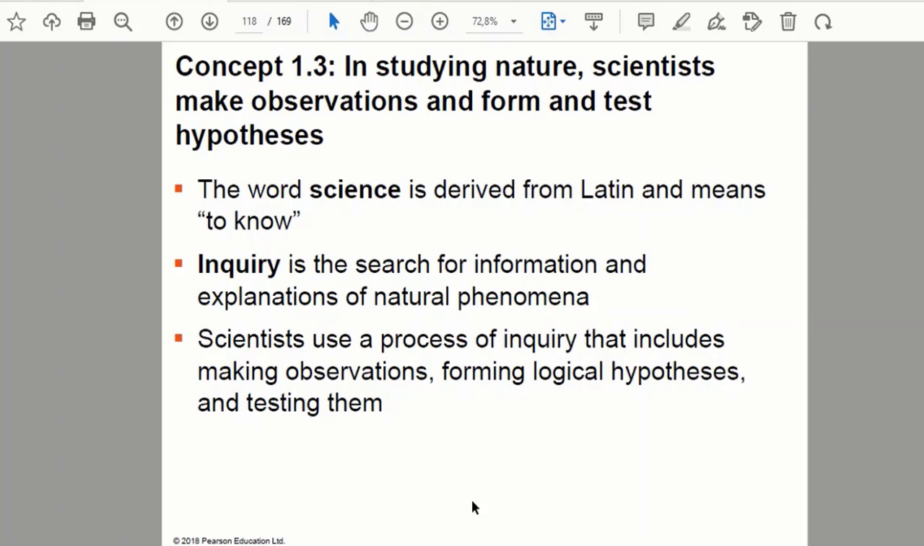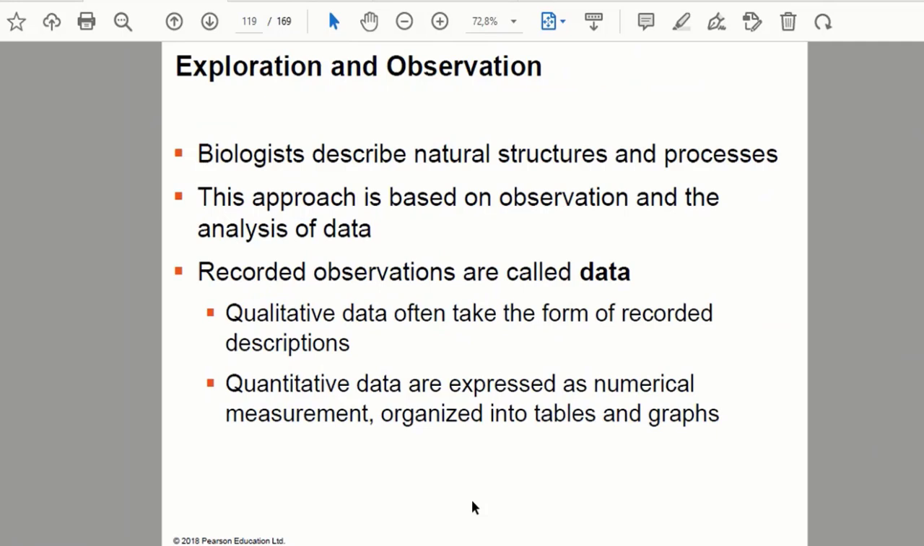So scientists use the process of inquiry that includes making observations and forming a logical hypothesis. So, exploration and observation. Biologists describe natural structures and processes. This approach is based on observation and the analysis of data. I will explain what the analysis of data means. The recorded observations are called data.